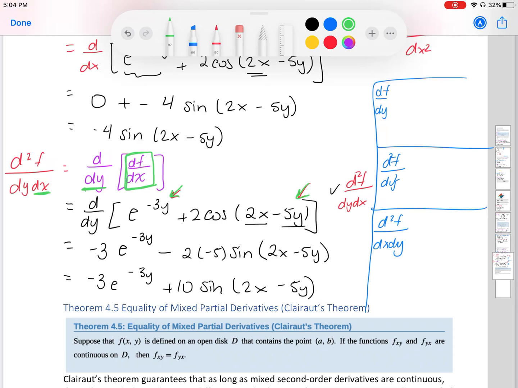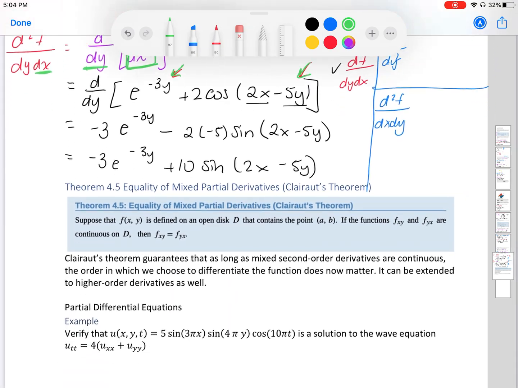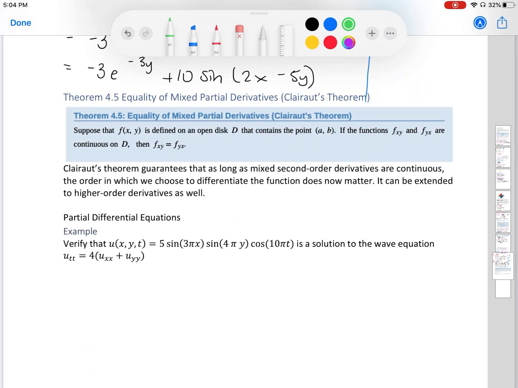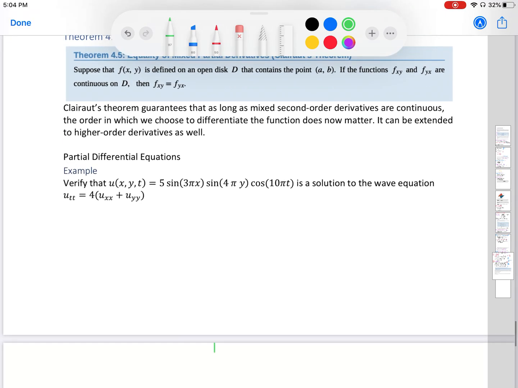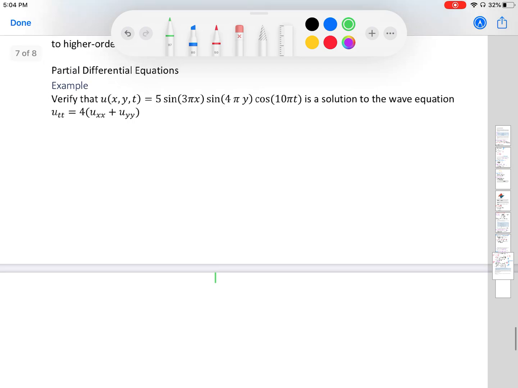Moving forward, Theorem 4.5, equality of mixed partial derivatives, Clairaut's theorem. Suppose that f of x comma y is defined on an open disk D that contains the point a comma b. If functions f of xy and f of yx are continuous on D, then f of xy equals f of yx. Let's see this in an example.